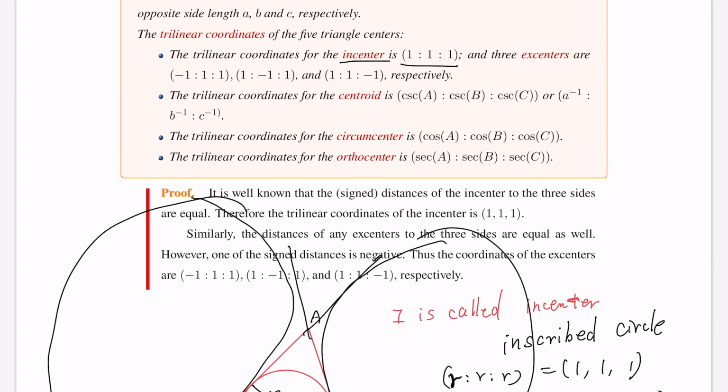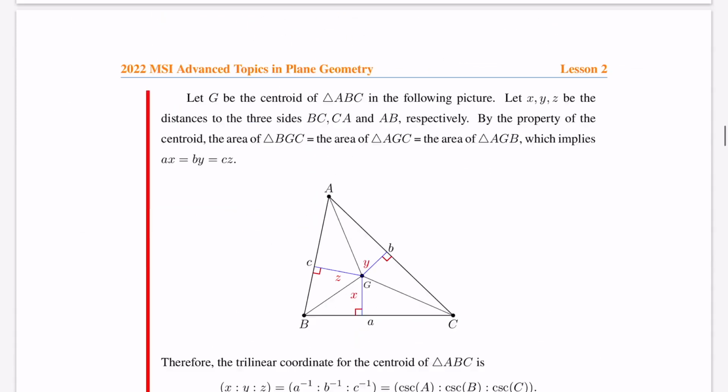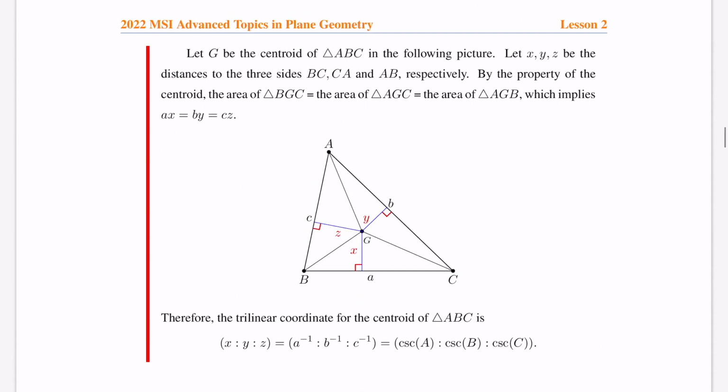Okay, for the other centers, the computation is not that easy. So the next one I'm going to compute is the trilinear coordinates for the so-called centroid. So what is the centroid? The centroid is the intersection of the three medians of a triangle.